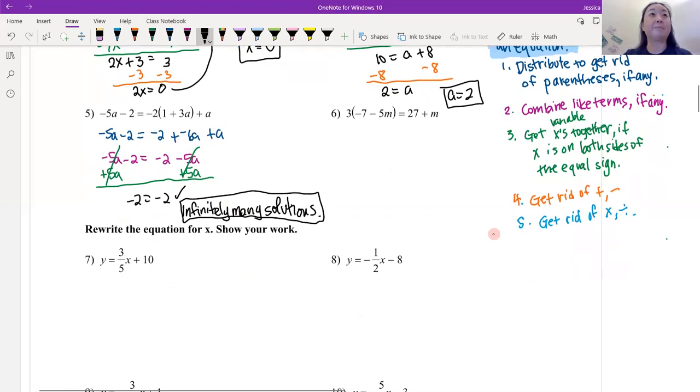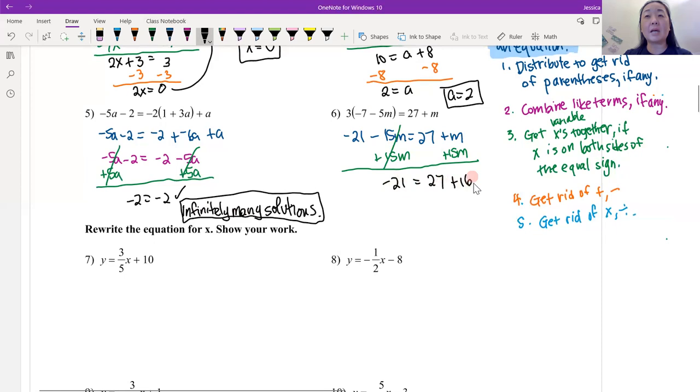Now, moving on to the next. We have parentheses here, so we got to distribute that. So -21 minus 15m is equal to 27 plus m. Now, what we're going to do here, combine like terms if any, no like terms. And then we're going to go to the next one, get the variables together. And I notice that this is a -15, and this one is a plus. So I'm just going to add 15m to both sides so I can keep everything positive. A little bit of planning here going on. So that cancels out. And what we have left is -21 is equal to 27 plus 16m.